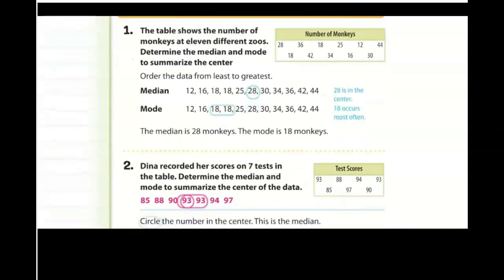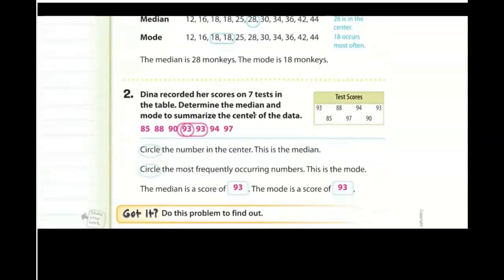Okay, so now if we look at another example, our friend Dina is scoring grades on tests, and you can see these are the test scores that she's received on 7 tests. This is going to be helpful because that's an odd number of tests. So what we're going to do is put them in order from least to greatest. If you look 3 in on each side, the one that's exactly in the middle is 93. So that is going to be the median.